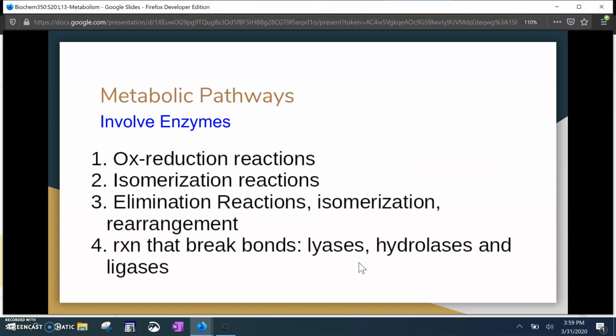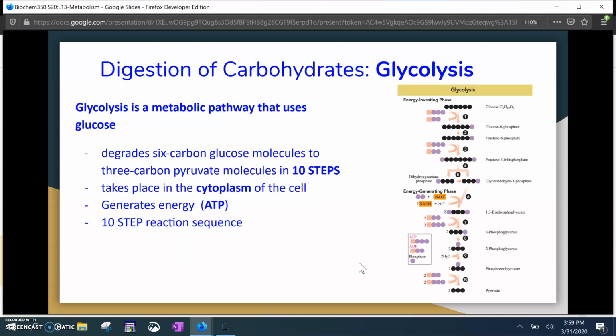So there are a number of metabolic enzymes, and they're the usual ones. They're oxidation reduction reactions, isomerization reactions, elimination reactions, more isomerization, and reactions that break bonds, such as lyases, hydrolases, and ligases. And we're going to talk about each of the enzymes as they come up. So right now we said we're going to talk about glycolysis.